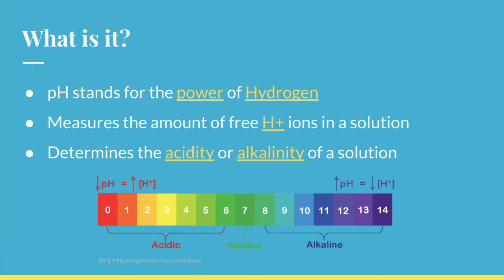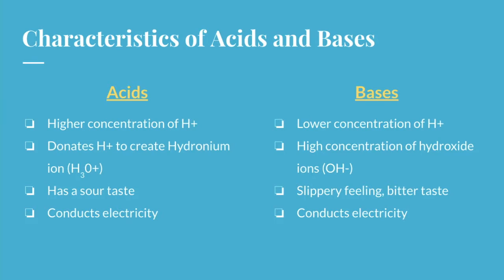So there's a lot of reasons why this is important. You'll learn a lot more about this when you get to chemistry, but I at least wanted to introduce it now, especially when we're talking about foods and how our body is going to metabolize and digest those foods. So there are some characteristics of acids and bases. The higher the concentration of hydrogen ions, like I said, makes it acidic.